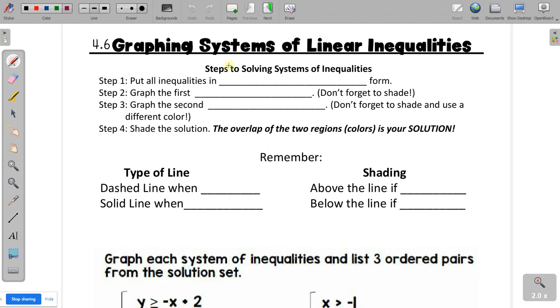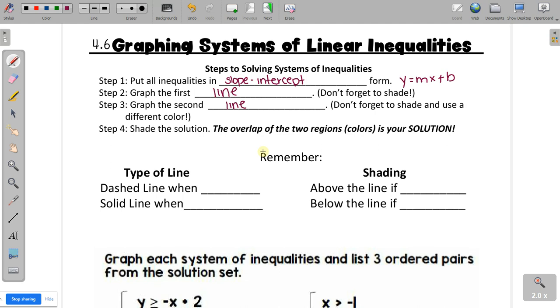First thing you're going to do is put all of the inequalities in slope-intercept form. If you remember, that is y equals mx plus b. Then you're going to graph the first line with the shading and then graph the second line. And then you are going to shade in a different color for this. So the solution is going to be where both of the shadings overlap.